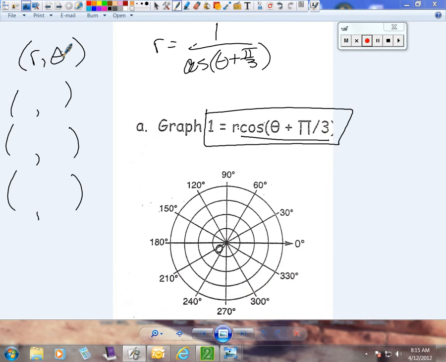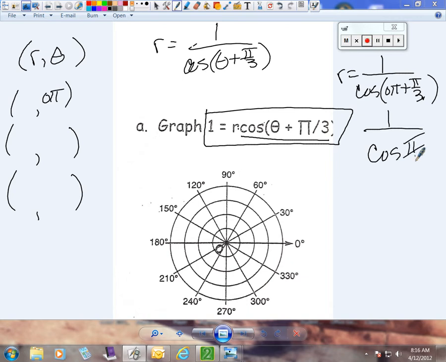So if I put 0, it's going to look kind of weird. We're going to put a theta in first here, and then find r. So if I put 0 pi in here, this is going to take up room. I don't know if I have room to do all of them. I may have to erase as I go here. But here's what you're going to have. Cosine of 0 pi plus pi over 3. Right? I'm putting 0 pi in for theta. So isn't that 1 over, what's 0 pi plus pi over 3? Pi over 3. So I'm 1 over cosine pi over 3.